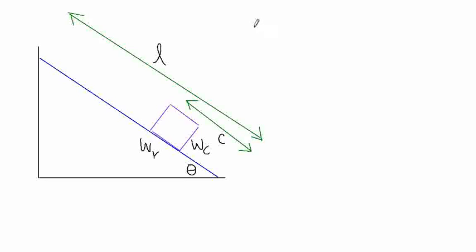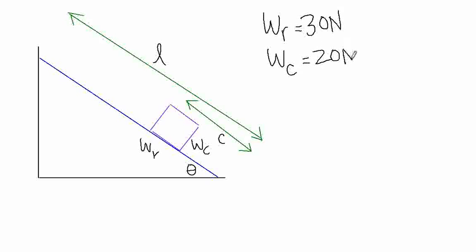Okay? The weight of the ramp is 30 newtons. The weight of the crate is 20 newtons. I'm denoting the weight of the ramp by W sub r, the weight of the crate by W sub c. The distance of the crate from the point of contact of the ramp with the ground, that was c. C is equal to 1/4 the length of the ramp. The length of the ramp is L. All right, and the angle theta, the measure of the angle between the ramp and the ground, theta is equal to 30 degrees.